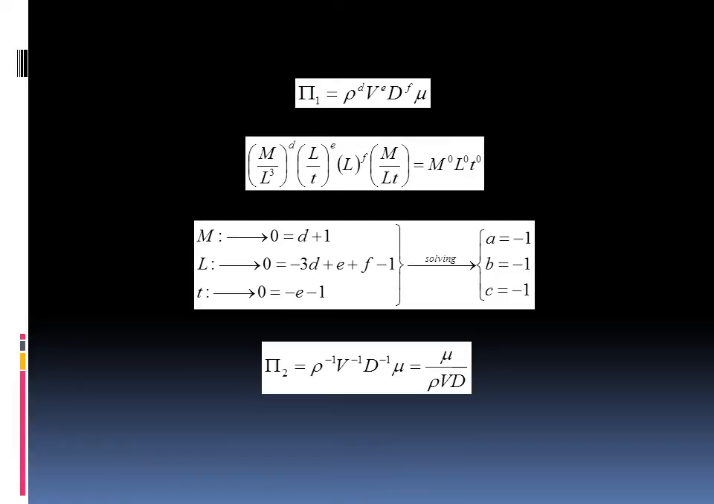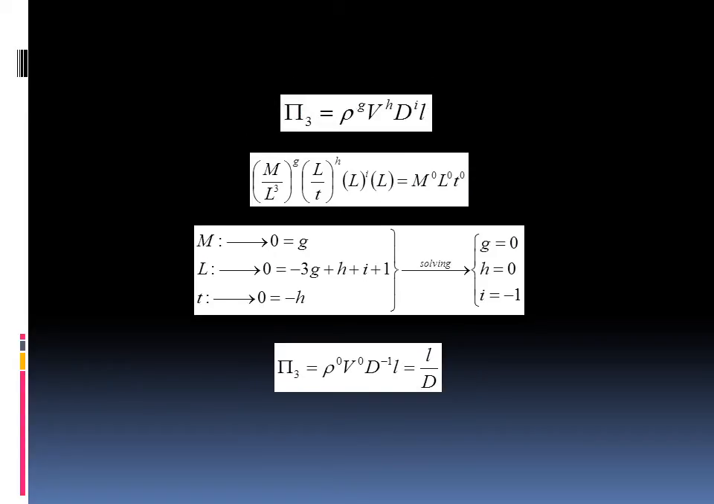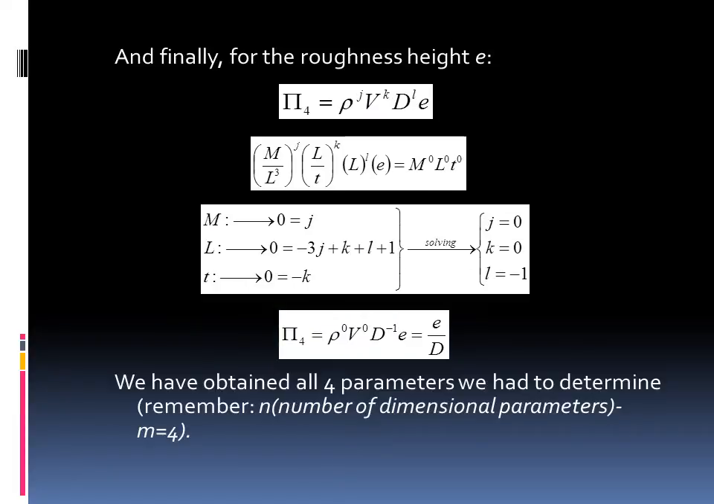Another non-repeated parameter whose dimensionless parameter must be obtained is the viscosity. Repeating the procedure, we obtain the next parameter. Then, we do the same for the length of the pipe. And finally, we repeat the process for the roughness height. With this, we have obtained all 4 parameters we had to determine.